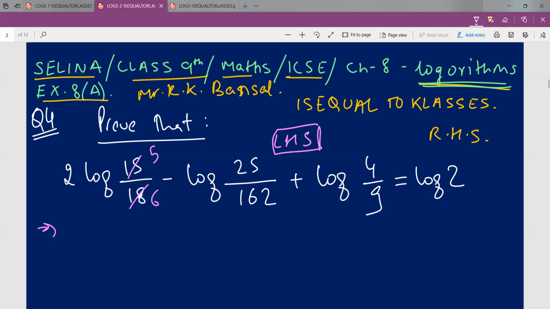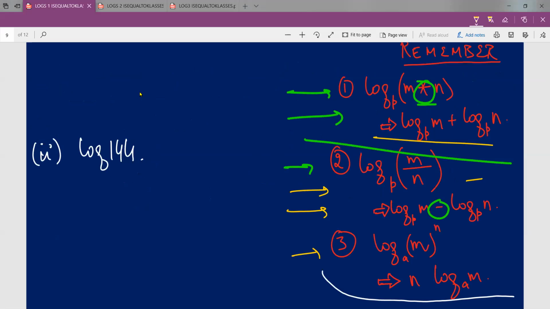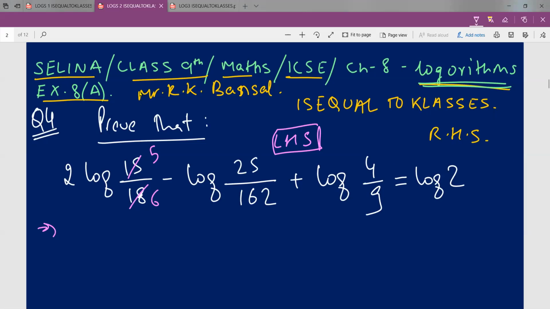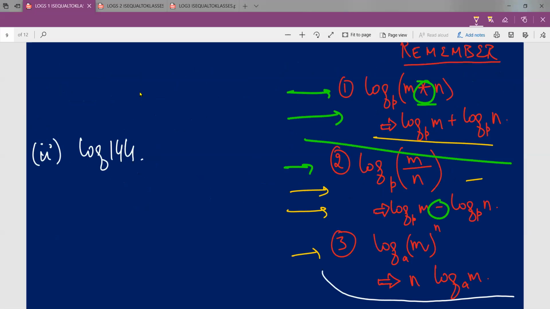Usually 90 to 95% of the time, both of the sides, LHS and RHS, should be equal. If you haven't got LHS equal to RHS, or vice versa, your answer might be wrong. You have to check it again. So these are some laws given here, and 2 log 5 divided by 6. Now we'll have a look at the third law. The third law states that log of m to the power n to the base a is equal to n into log of m to the base a.